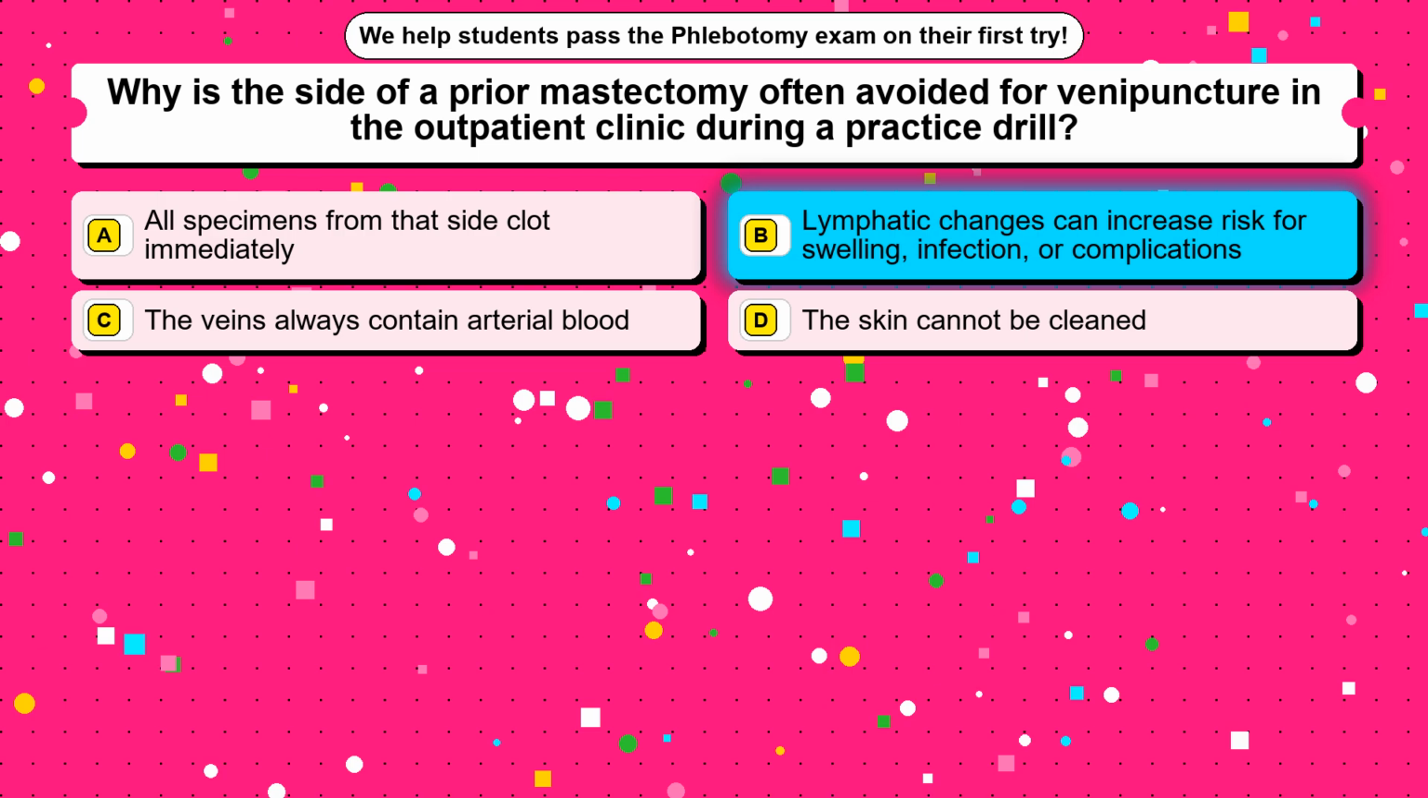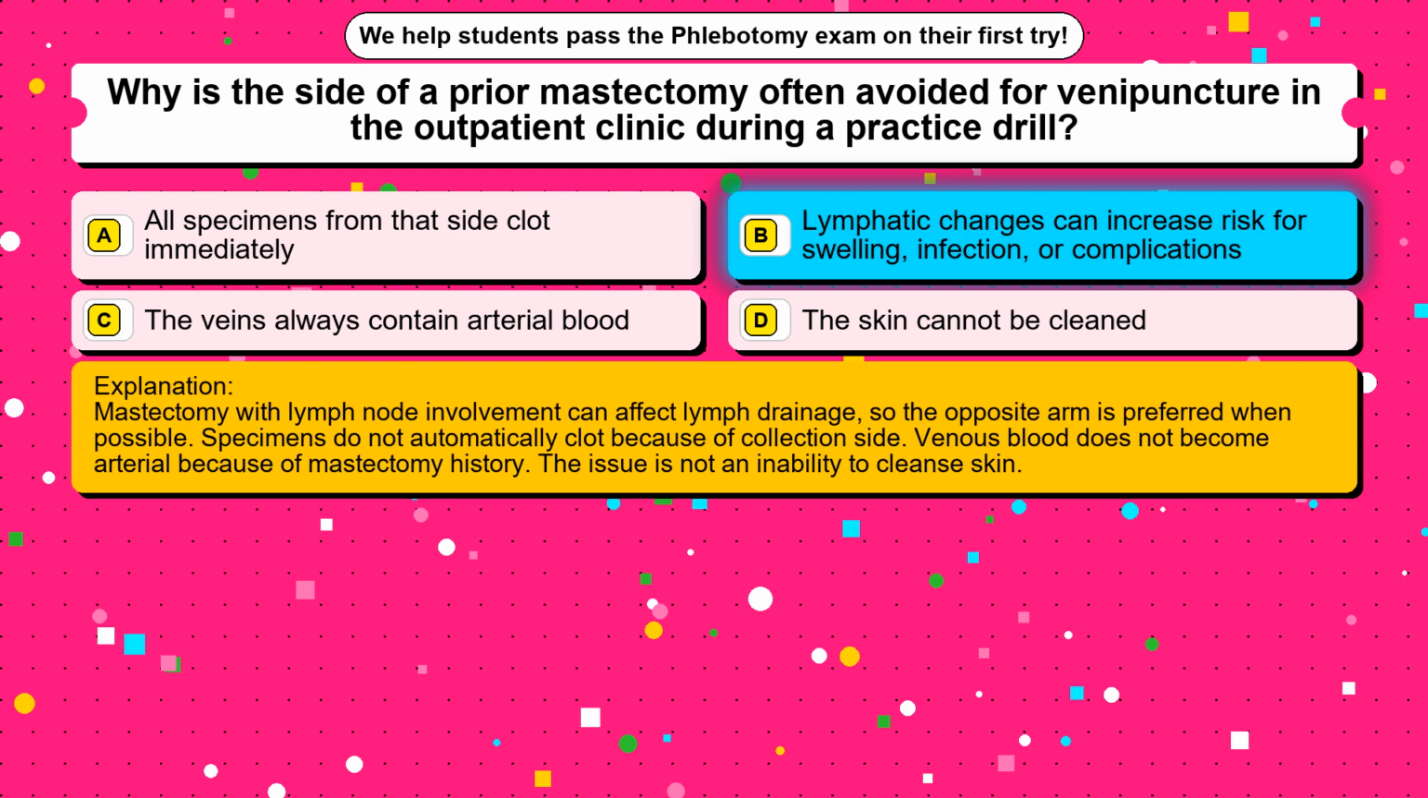The correct answer is option B. Lymphatic changes can increase risk for swelling, infection, or complications. Mastectomy with lymph node involvement can affect lymph drainage, so the opposite arm is preferred when possible. Specimens do not automatically clot because of collection side. Venous blood does not become arterial because of mastectomy history. The issue is not an inability to cleanse skin.